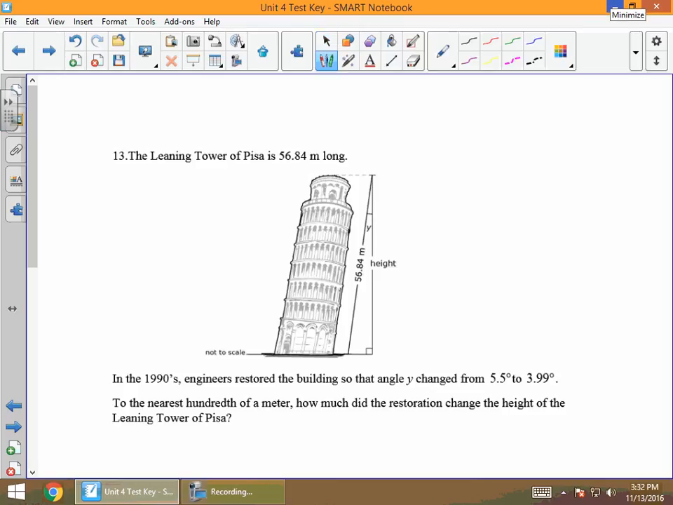Welcome to video 4, which is page 4 of the Unit 4 geometry test. On this page, you have question number 13, which is a bonus. This is bonus here. And this is a bonus worth 1 bonus point.